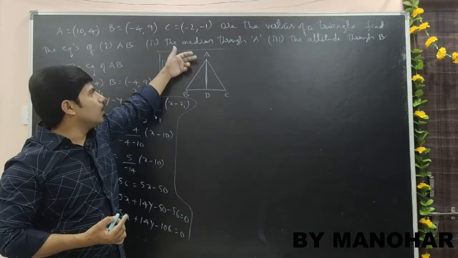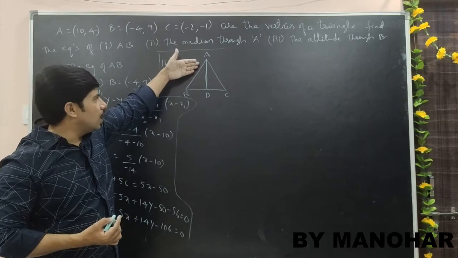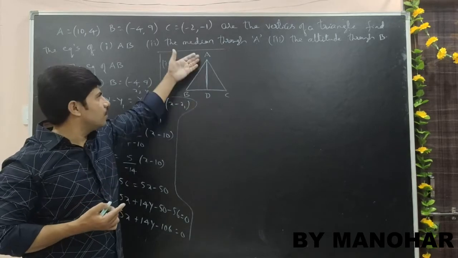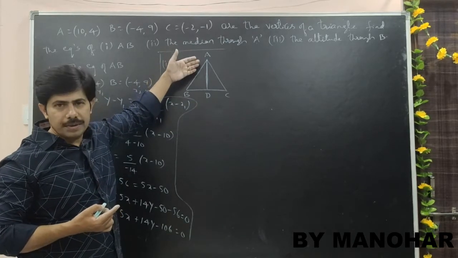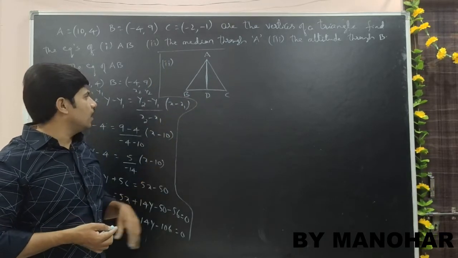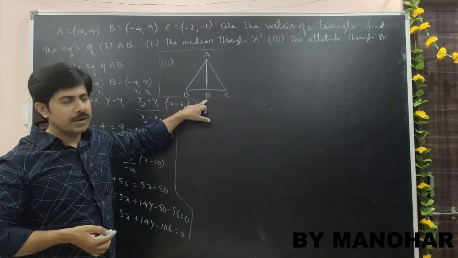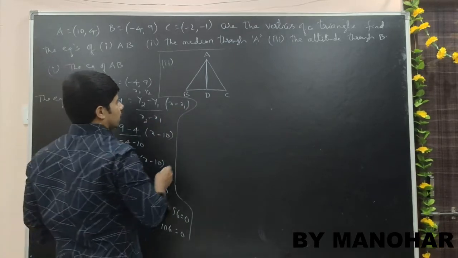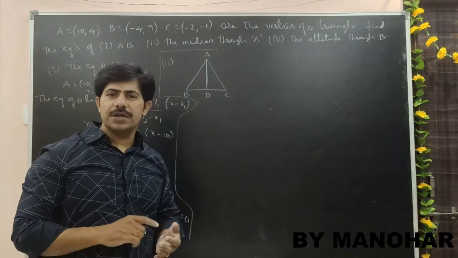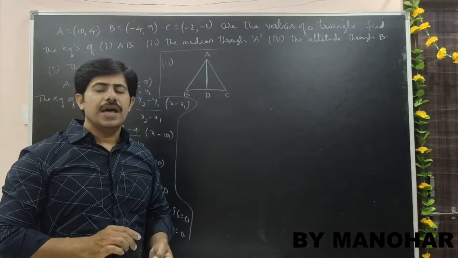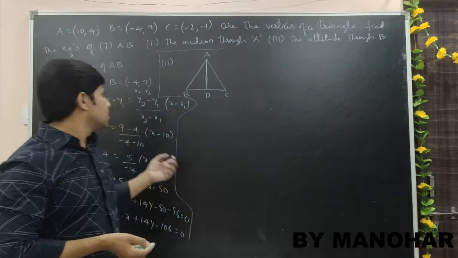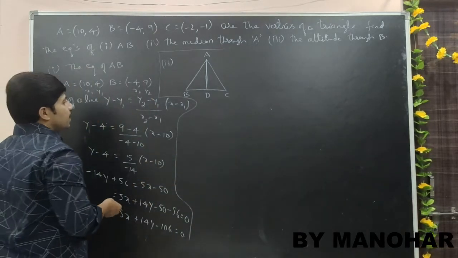Understood? Median through A. From vertex A you draw one line which touches the base BC at one point called D. As we are considering the line through the median A, this D will become the midpoint of BC. So first I'll find out the midpoint. Now how to find the midpoint? We are finding the midpoint of B and C. Midpoint of the line joining points (x1, y1) and (x2, y2) is ((x1 plus x2) by 2, (y1 plus y2) by 2). This is there in your 10th class.